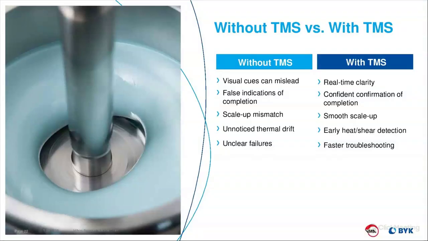So with the TMS system, we get real-time clarity, right? We see in real time what's going on. We know for a fact when the material is properly processed and completed. It's a very smooth scale up process. We get early heat and shear detection to protect. If we do detect an error or an issue, we know where to look, and we know how to find it and fix it faster.